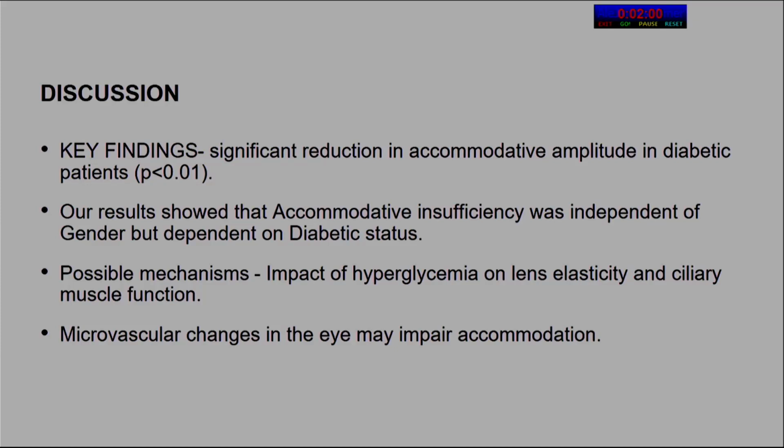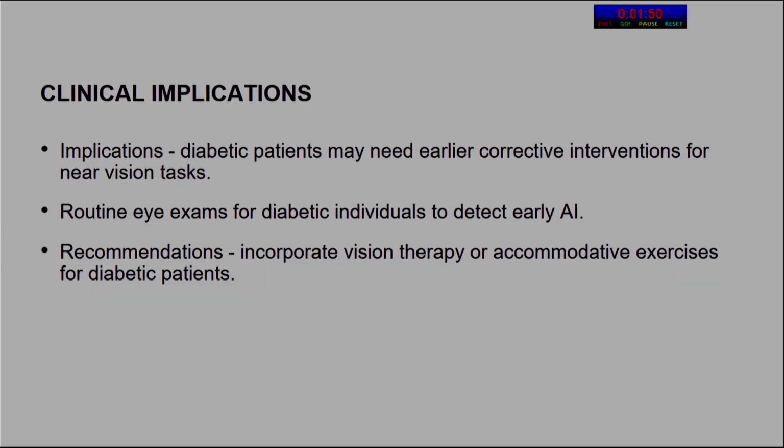The possible mechanisms could be the impact of hyperglycemia on lens elasticity and ciliary muscle function. Microvascular changes in the eye may impair accommodation. Implications are that diabetic patients may need earlier corrective interventions for near vision tasks, and routine eye examinations for diabetic individuals to detect early accommodative insufficiency.